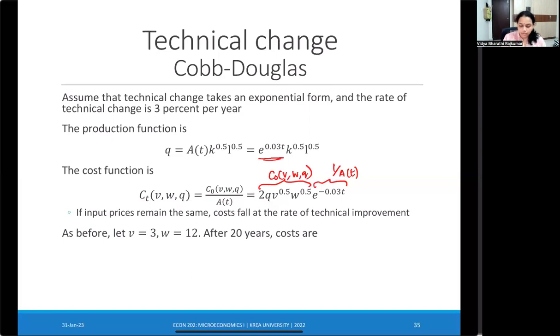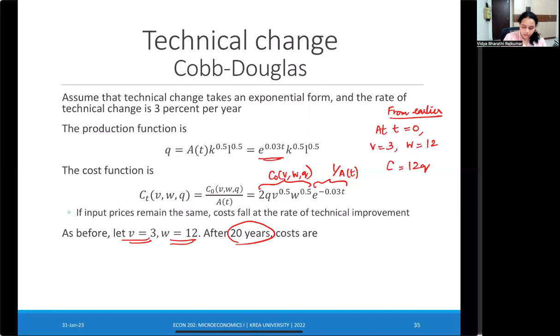Now, from earlier, we had these numbers. I'll just write that down as a recap. So at t equals 0, we had v equal to 3 and w equal to 12, and your cost function took the form 12 times Q. So at v equal to 3 and w equal to 12, let's see how your costs are changing from time period 0 to time period 20. Let's see what happens after 20 years.